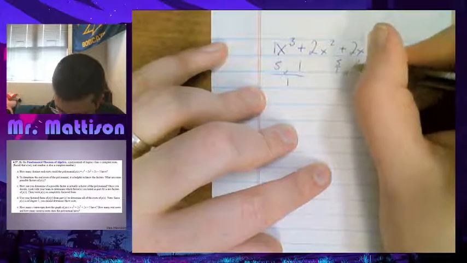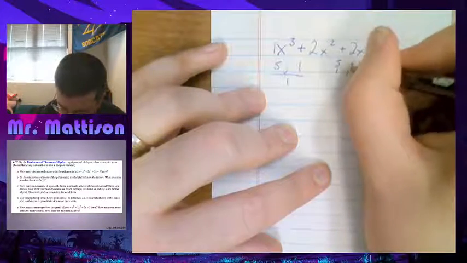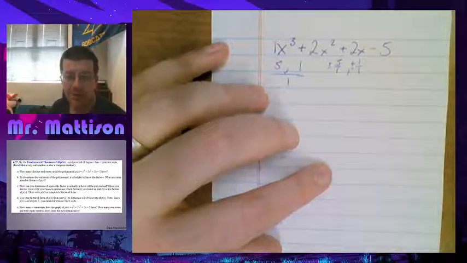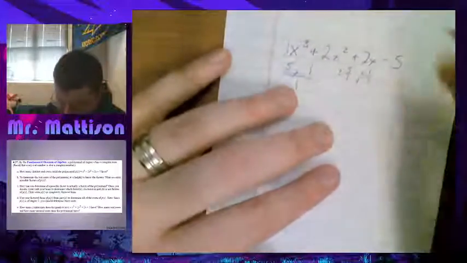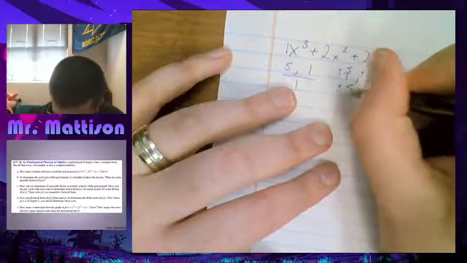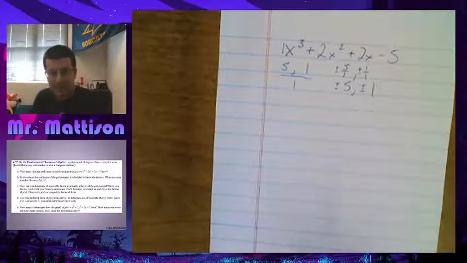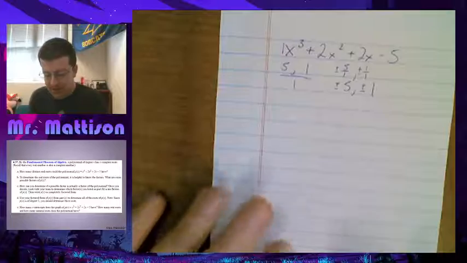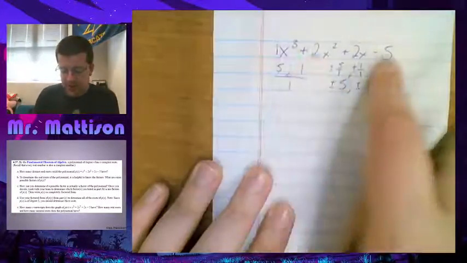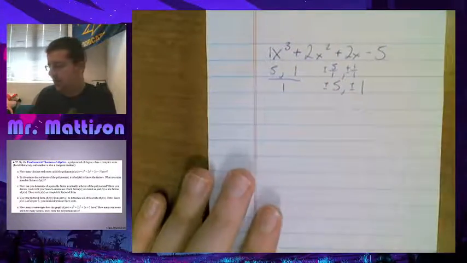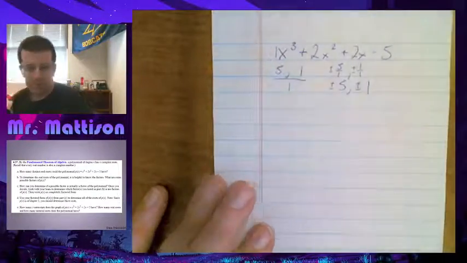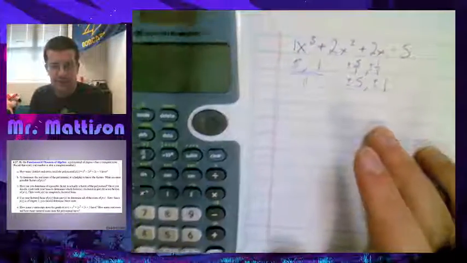I could have 1 over 1, right? And I could have plus or minus on each of those. So really I only have 4 options: plus or minus 5, plus or minus 1. Okay? So I need to check and see which of these work here and give me 0. So I'm going to grab my calculator and start plugging things in.